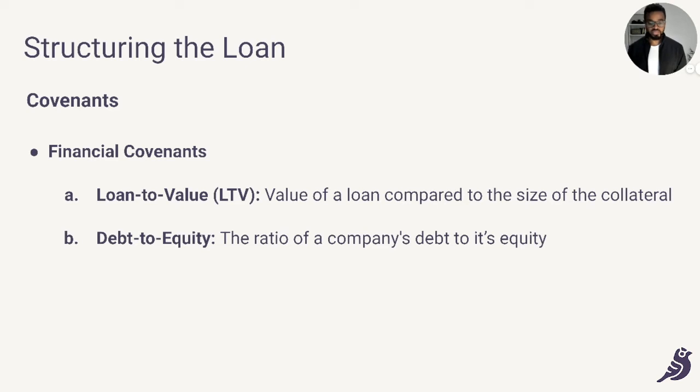Next, debt to equity. This represents the ratio of a company's debt to its equity. It is calculated by dividing the company's debt by its equity and is represented as a multiple. This covenant is put in place to keep a company's borrowing in check and to ensure that it does not take on more debt than it can sustain.